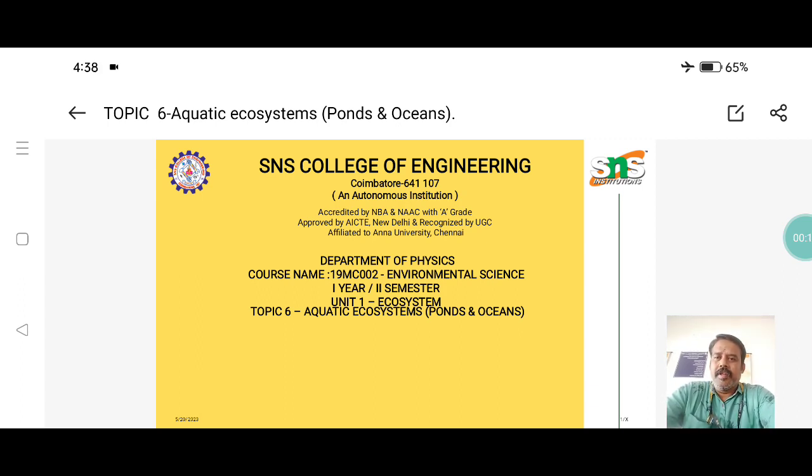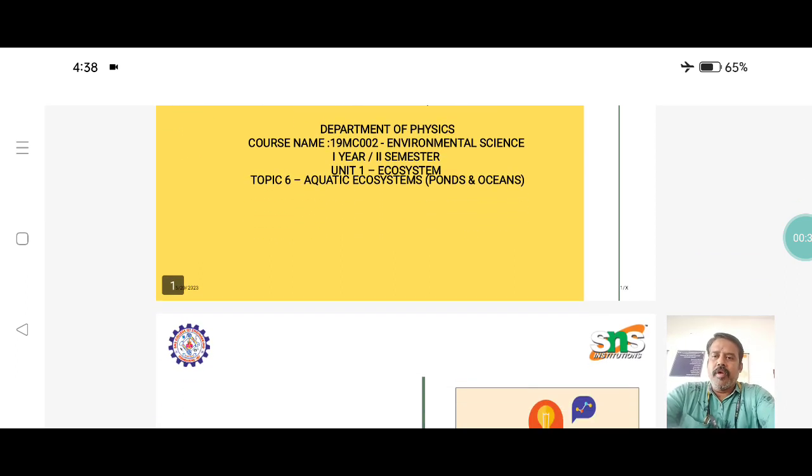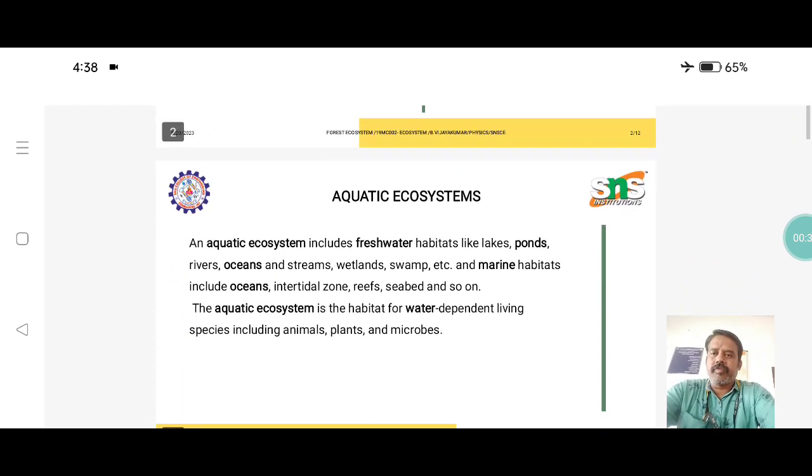The last topic we discussed in Unit 1 was the food web, food chain and pyramid formation. The first unit of environmental science is ecosystem, and this is the last topic of the first unit: aquatic ecosystem. The aquatic ecosystem has two categories: one is ponds and another one is ocean. One by one we will discuss them.